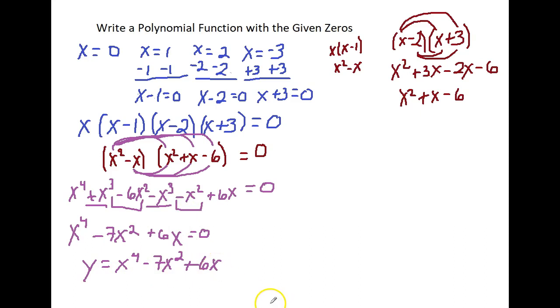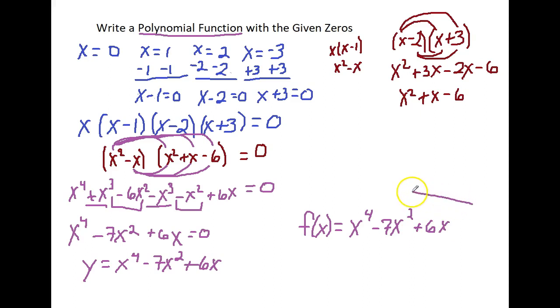Okay, now here is an equation. If we have to write it as a polynomial function, that means they want function notation. So instead of y, I replace the y with f of x. So f of x equals x to the 4th minus 7x squared plus 6x. This is our final answer right here.